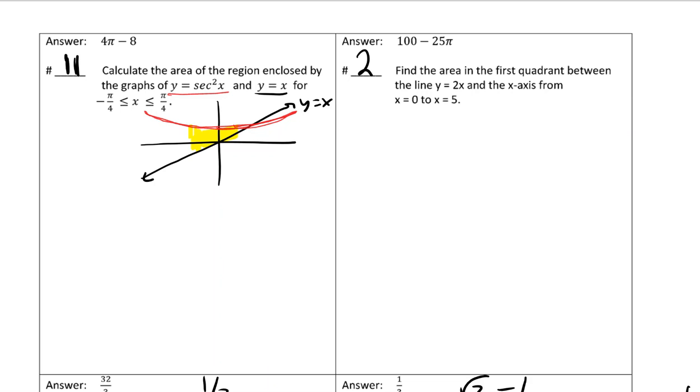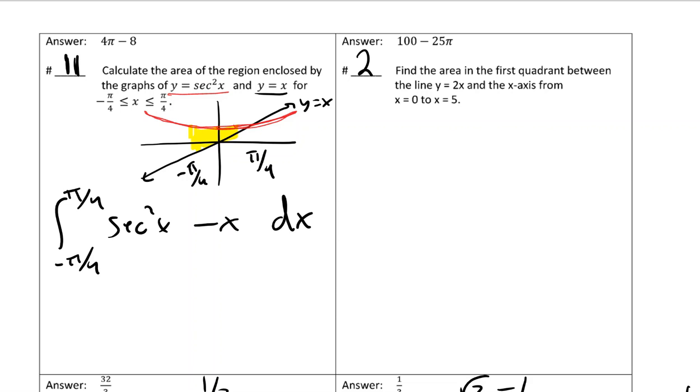negative pi over 4 and positive pi over 4, it was enough for me to see that the secant squared was on top, which is all that really matters, because if you do bottom minus top, you're not going to get the right answer. So they pretty much told us the bounds, and now that I know secant squared is on top of x, that is the integral that would give me the area between those.